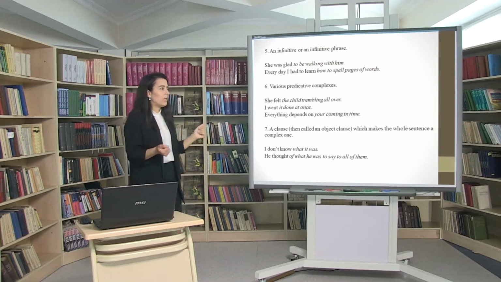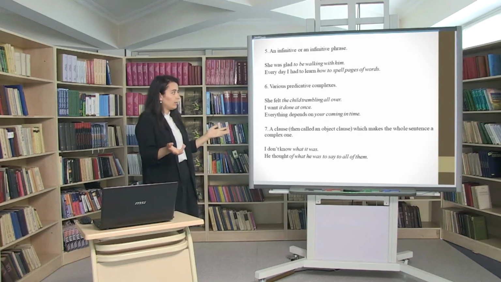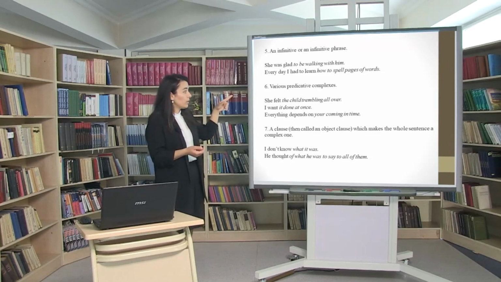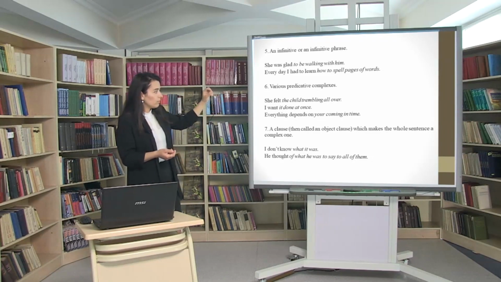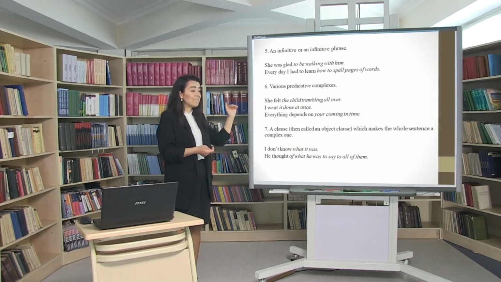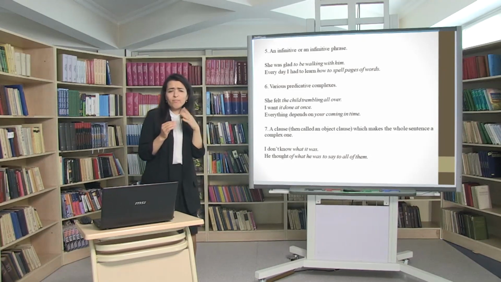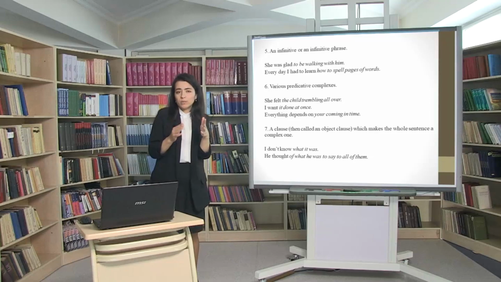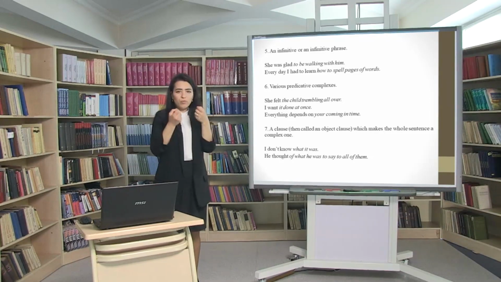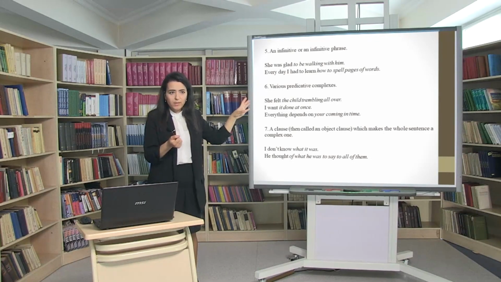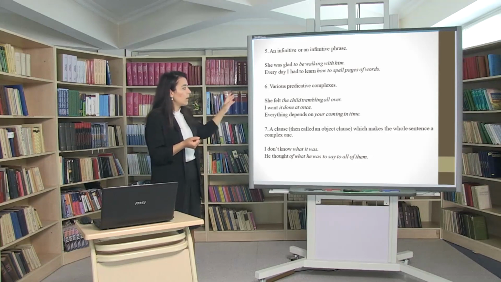The sixth one, various predicative complexes. For example, I say she felt the child trembling, trembling all over, or trembling with cold. This is an object, and first of all I would like to say that this is a complex object. You know that sense perception verbs, when they are used in the complex object, require a participle construction after the object.